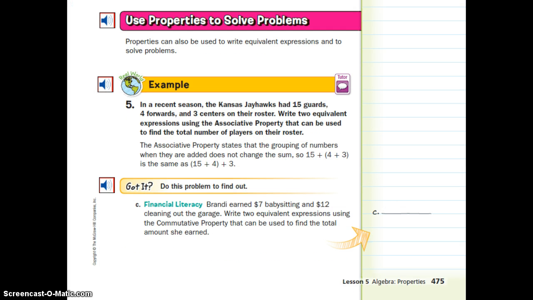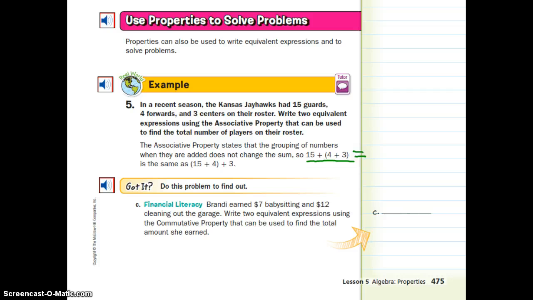All right, so now we need to figure out what properties to use. In a recent season, the Kansas Jayhawks had 15 guards, 4 forwards, and 3 centers on their roster. Write 2 equivalent expressions using the associative property. So we need 3 numbers to do the associative property. 15 plus, in parentheses, 4 plus 3 is the same as writing 15 plus 4, in parentheses, plus 3.